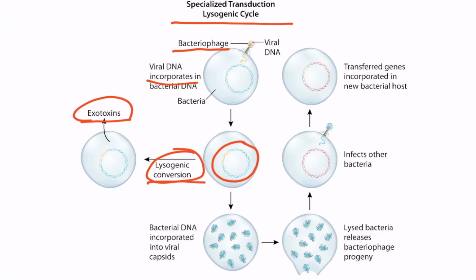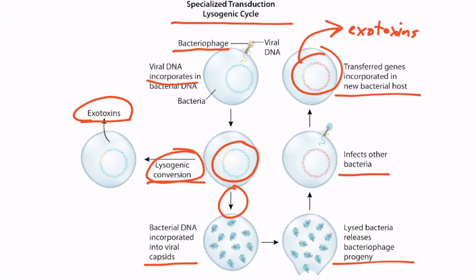And once that trigger happens, the bacterial DNA will then be incorporated into little viral capsids as part of the replication process. Notice that the genetic material within these capsids have some yellow and some blue, indicating that they are a combination of bacterial and viral DNA. After the formation of these capsids, the bacterium lyses, and it releases new bacteriophage progeny. And these little virions can go and infect other new bacteria. And this bacteria can be lysogenized, and then it can produce exotoxins.